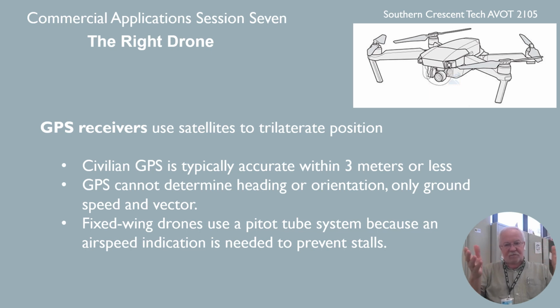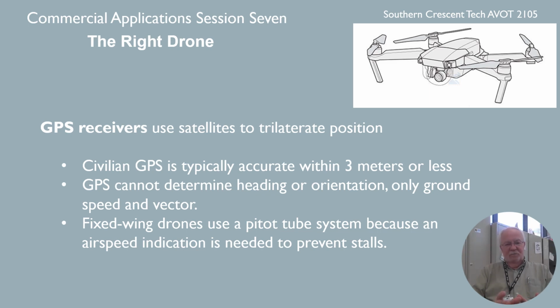We trilaterate position, right? Remember the different circles, that's the intersection of these, at least three satellites will give us the information laterally and also vertically. They're saying the GPS is accurate within 3 meters or less. It's probably better than that, but it all depends on the day, it seems like. GPS cannot determine heading or orientation, only ground speed and vector.